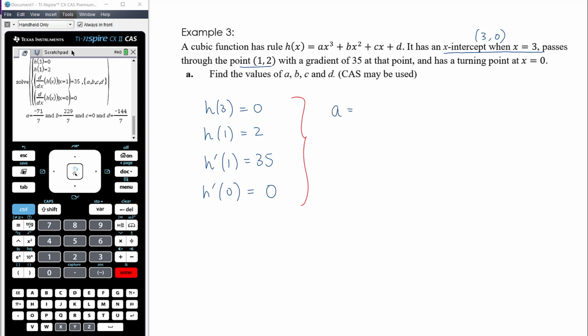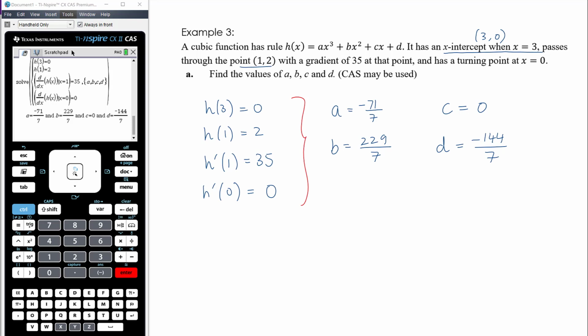Alright, so this gives us a equals negative 71 on 7, b equals 229 on 7, c equals 0, and d equals negative 144 on 7. Find the values for a, b, c, and d, so we've done that. If it asks you to give the equation, then you would write those values out in the original function.